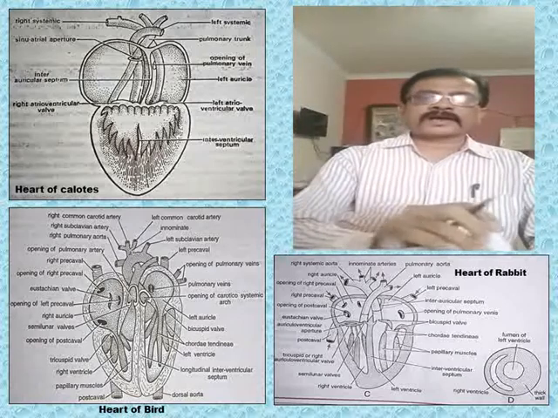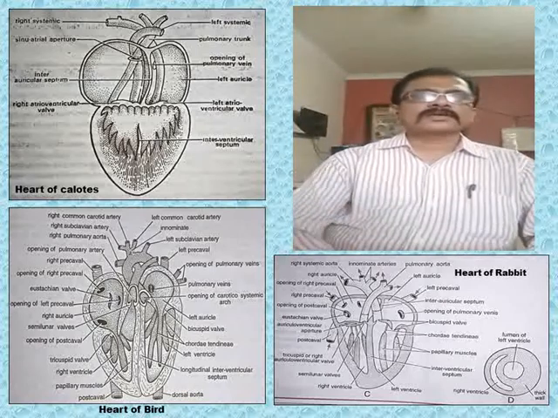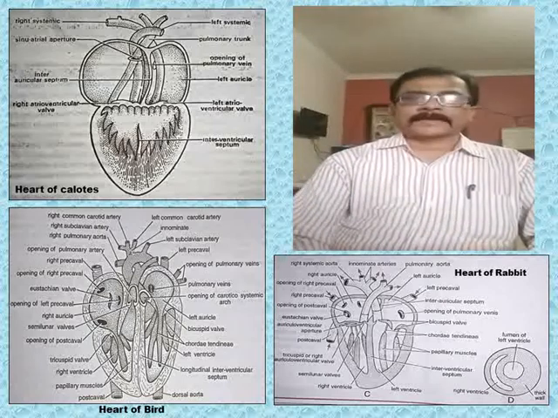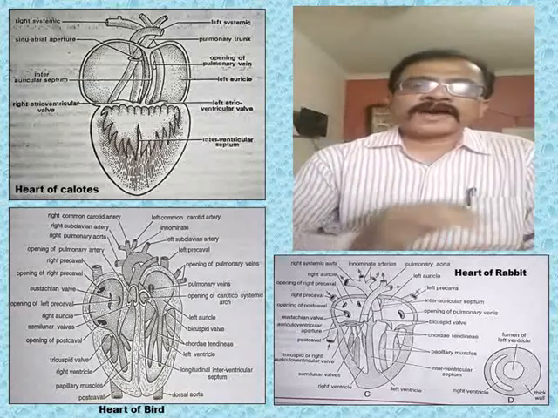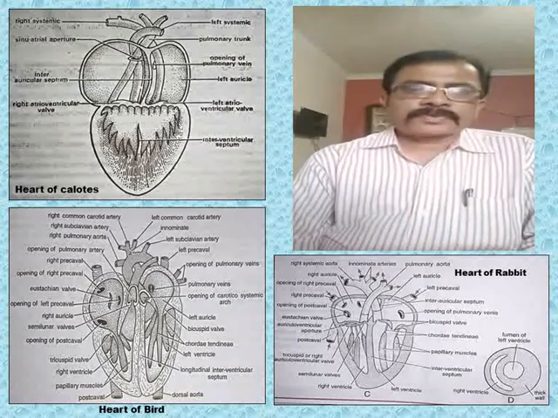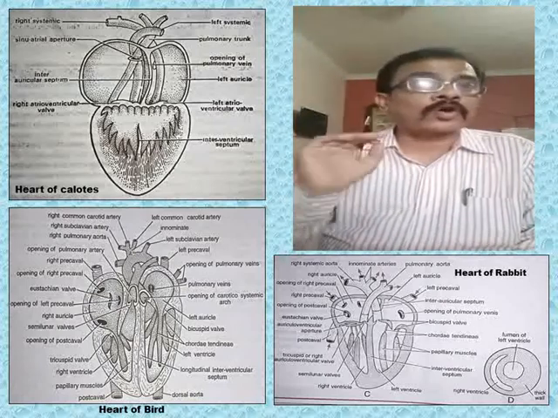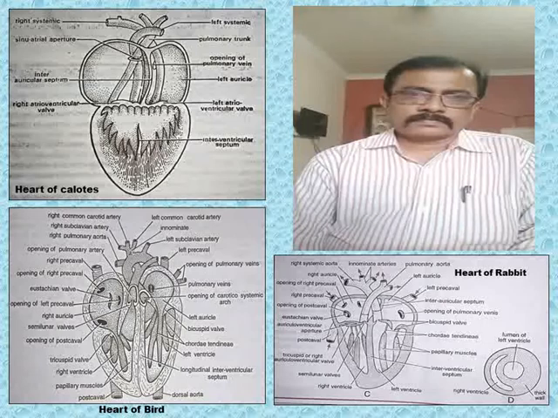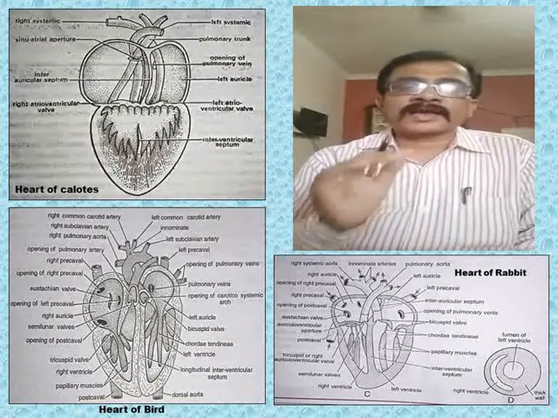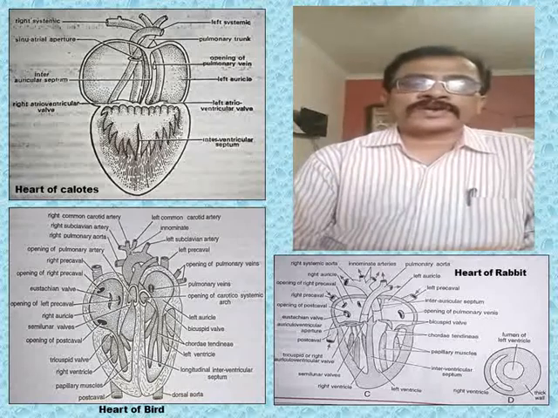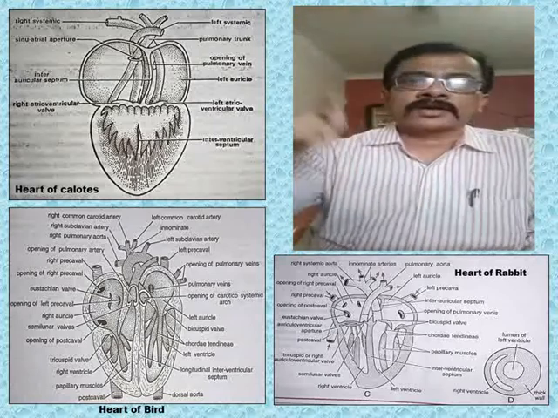Followed by columnae corneae, the next comparative point is chordae tendineae. Chordae tendineae are the fine cords that arise from the free edges of auriculoventricular valves and they are attached to the inner wall of the ventricle.